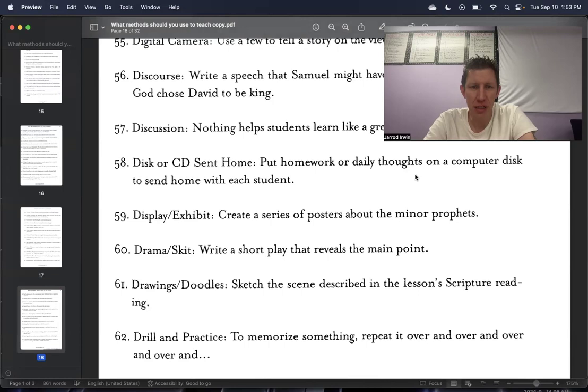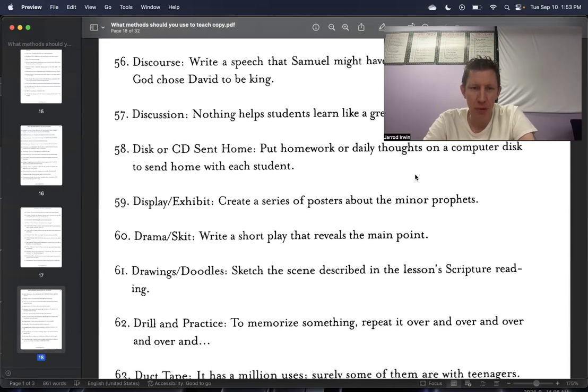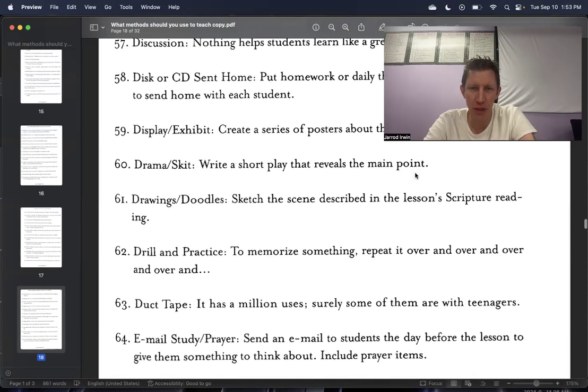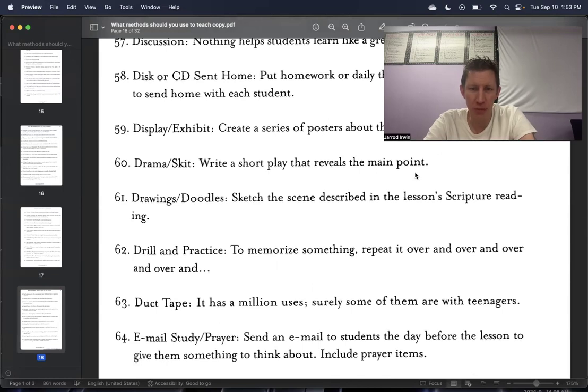Disk or CD sent home. Put homework or daily thoughts on a computer disk to send home with each student. Display exhibits. Create a series of posters about the minor prophets. Drama or skit. This one can be lots of fun. Write a short play that reveals the main point.